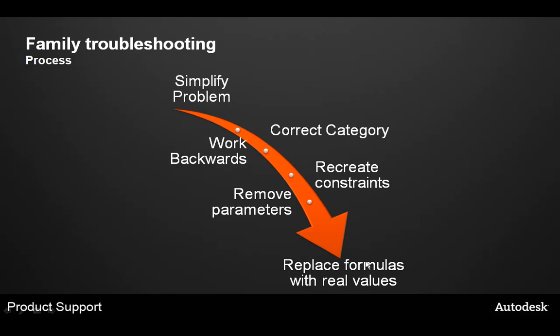First, it's important to simplify the problem. Eliminate geometry, constraints, dimensions, materials, any items that can complicate the problem you want to remove so that you're only dealing with the problem geometry or constraints. Often creating a copy of the original family can help to facilitate this effort. It's important to attempt to work backwards and understand how the family was built in order to ensure that you're recreating the work and understanding where the problem occurs.